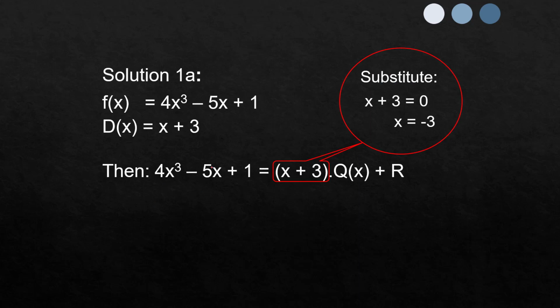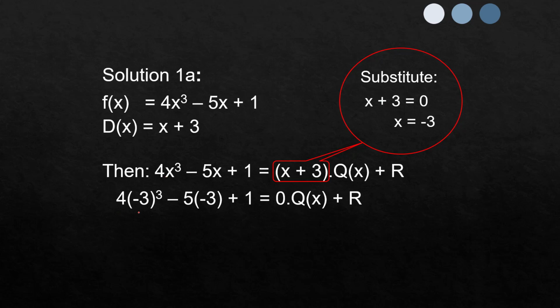So at the left, x is substituted with -3, and you have 4 times (-3)^3 minus 5 times (-3) plus 1. At the right side, you have 0 times q(x) plus r. Then, at the left side, the value becomes -92, and at the right side you have r. So r is -92, and this is our remainder.